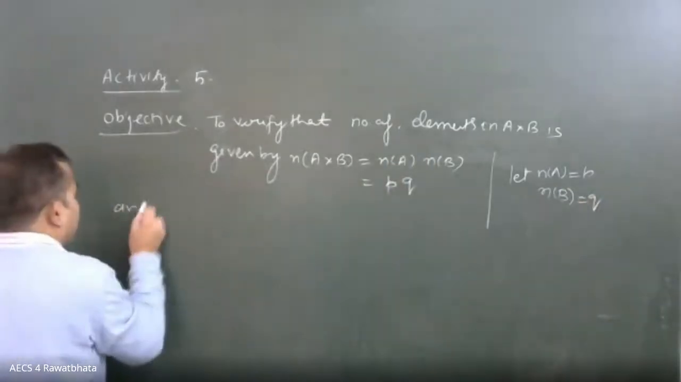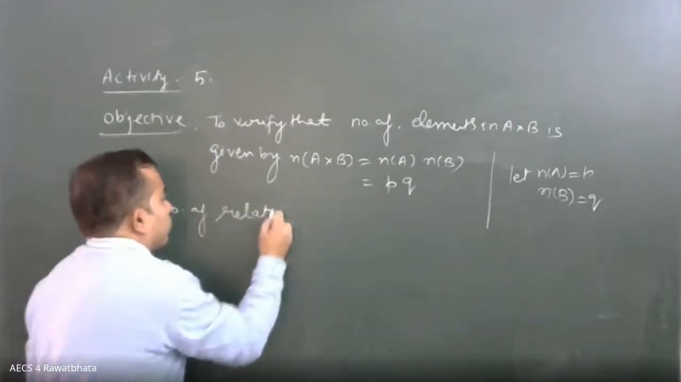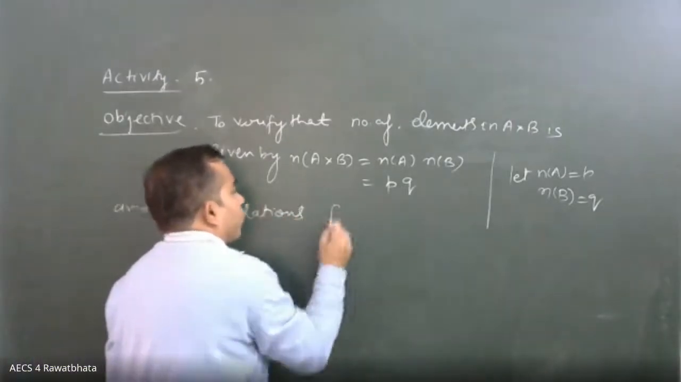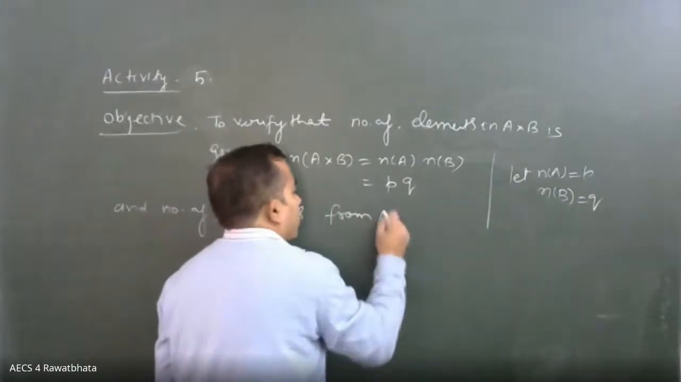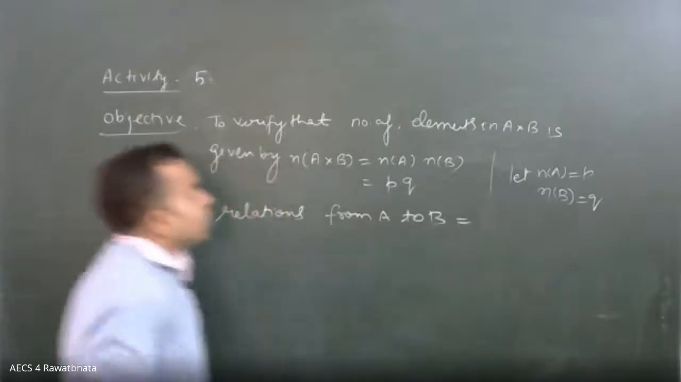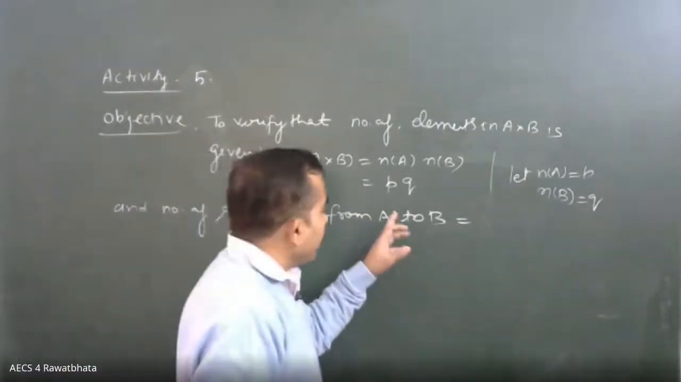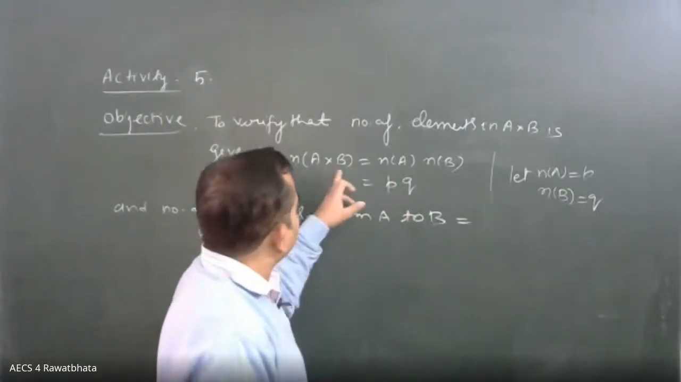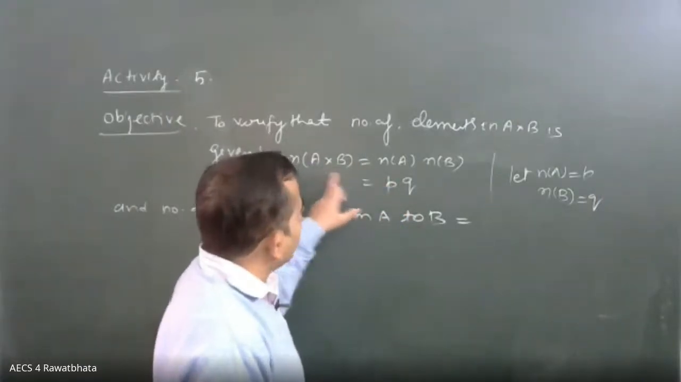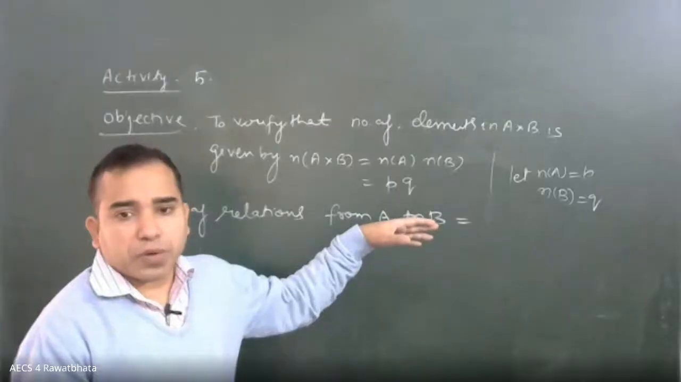And the number of relations from A to B is equal to how many subsets there are of A cross B? Subsets of A cross B will be how many? 2 raised to the power PQ.